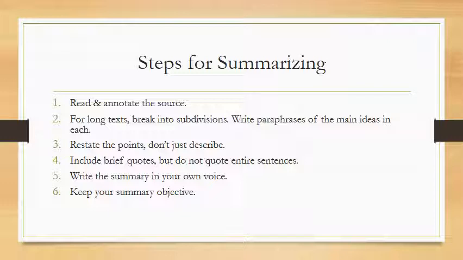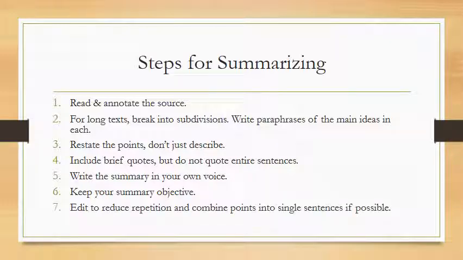Number 6, keep your summary objective. This means make sure you're just talking about what the writer is saying and not putting your own opinion in it. Number 7, edit to reduce repetition and combine points into single sentences if possible. So use these steps for summarizing when you have a source that you might be using for your research paper or a source that you might be using for your blog assignment.